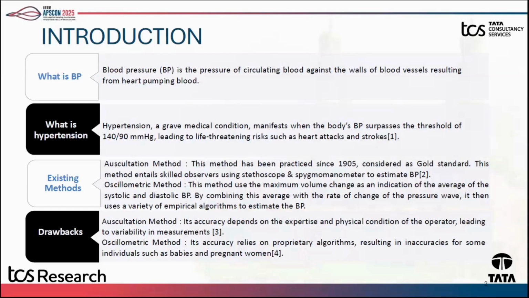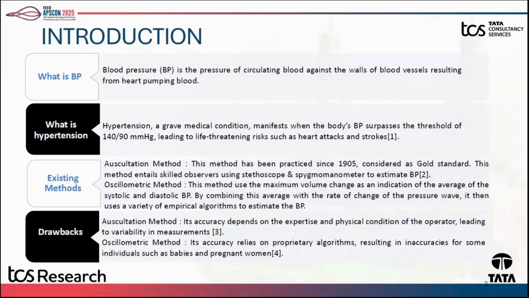So when the blood flow is released, there is a certain sound which is called the Korotkoff sound. When the Korotkoff sound starts, at that time, what is the cuff pressure? That cuff pressure is determined to be the systolic blood pressure, and when the Korotkoff sound stops, whatever the cuff pressure is at that instance will be determined as the diastolic blood pressure. So this is the gold standard method, which has been practiced since 1905.